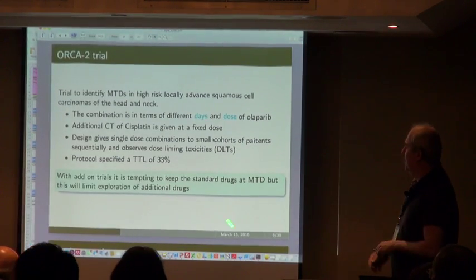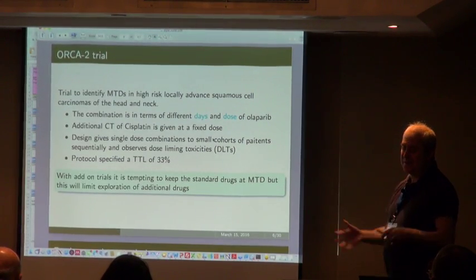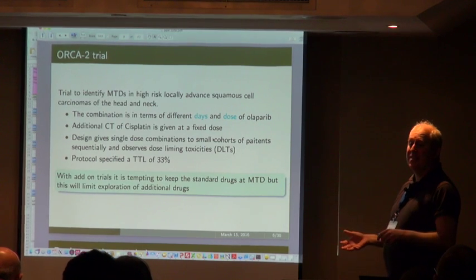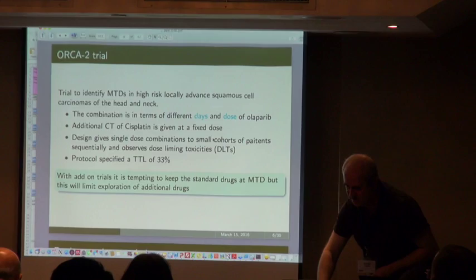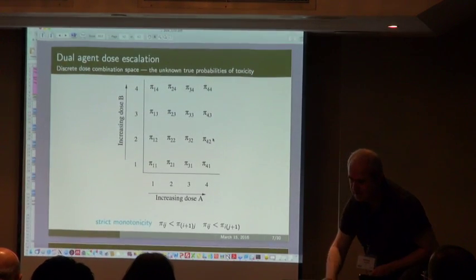So that's just a warning. We need to explore both doses, and actually, there might be some risks that you're reducing a standard treatment if you're adding in these additional treatments.